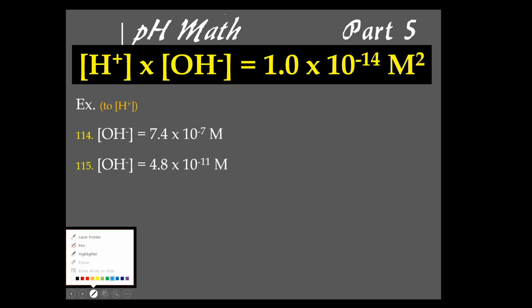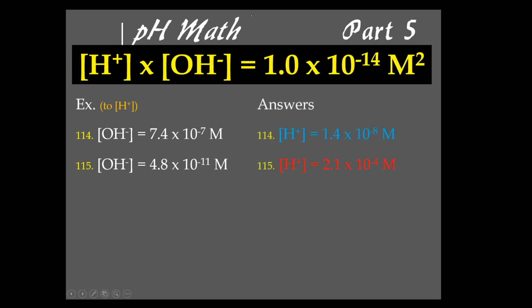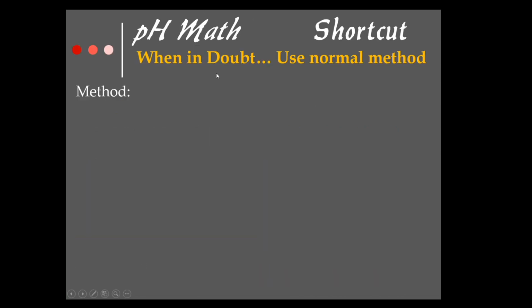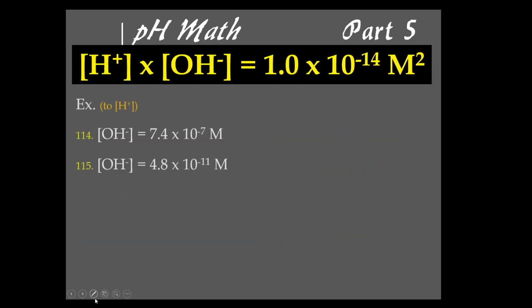Okay, so again, this is whenever I'm going from one concentration to another concentration. Pen, there we go. All right, so all I do is I take 10 to the negative 14 divided by whatever we have. That's it. That's all I do.